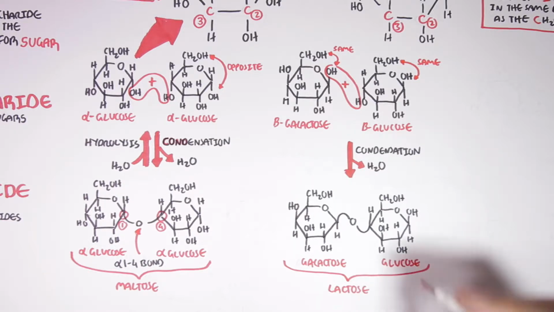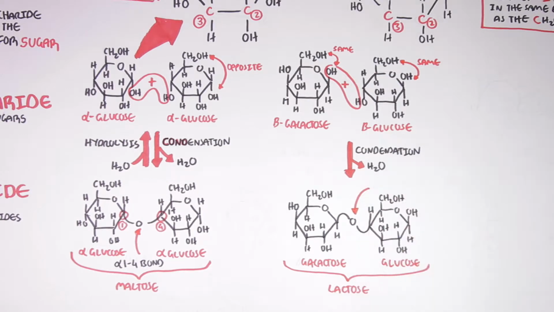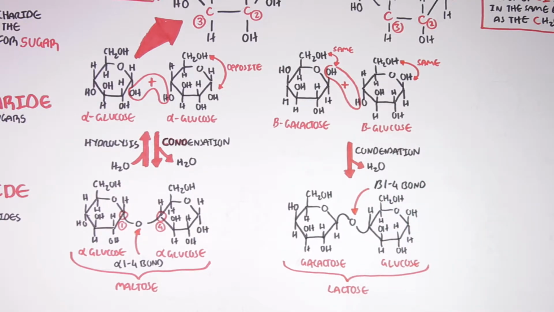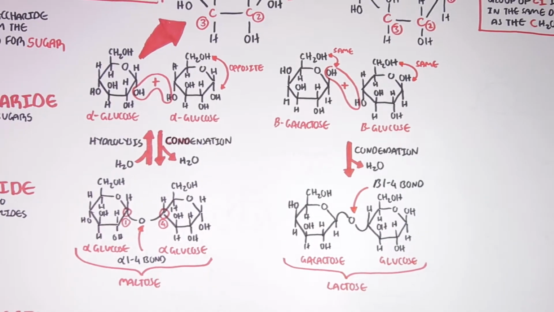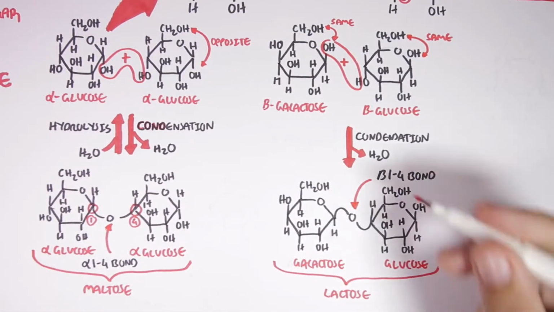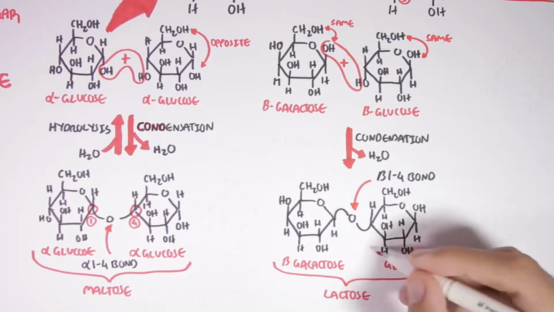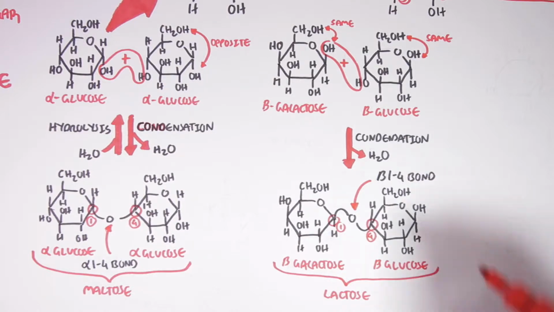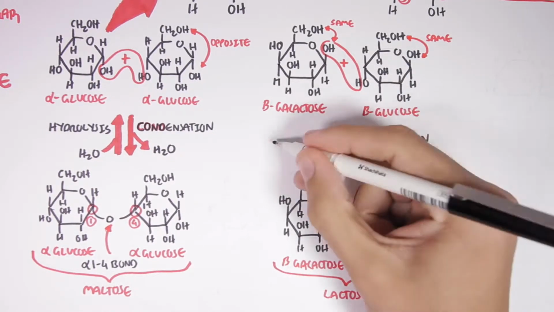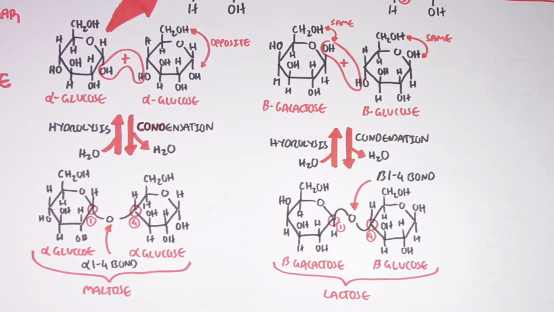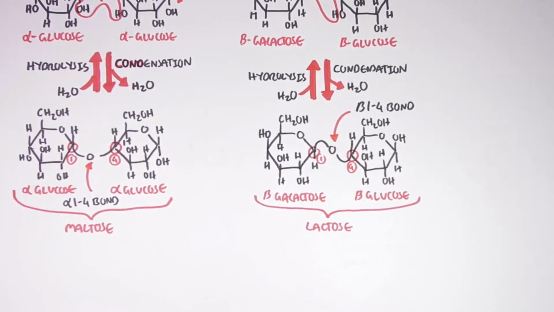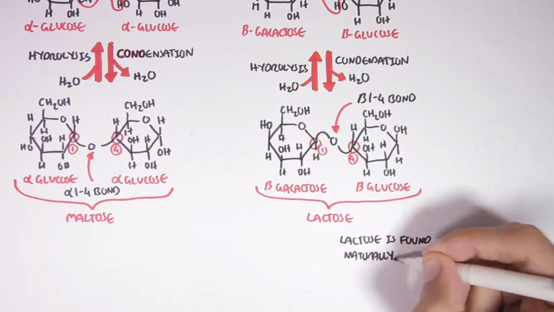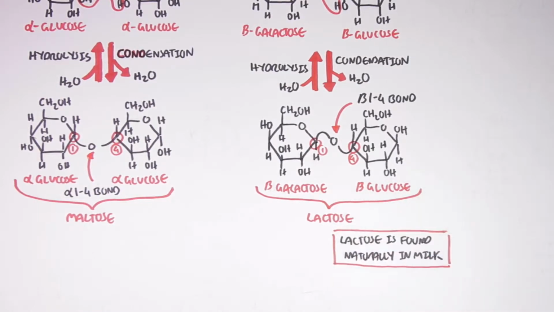The galactose and glucose are linked together by a beta 1 to 4 glycosidic bond. Now it is called a beta 1 to 4 glycosidic bond because the galactose and glucose are in a beta configuration, and also carbon number 1 and carbon number 4 are involved. The reverse reaction to break lactose requires hydrolysis by adding water. Now lactose, as you all probably know, is found naturally in milk.